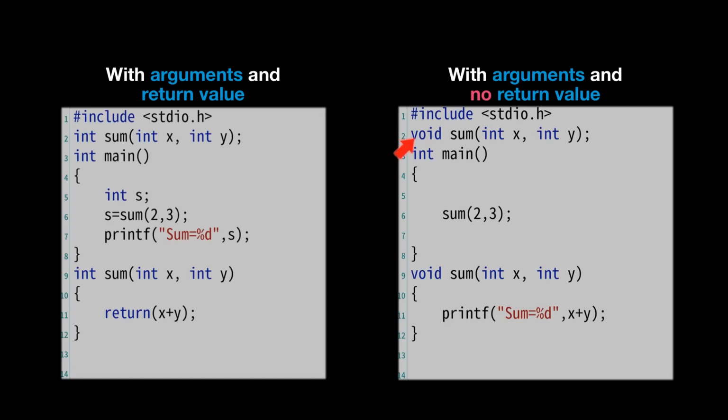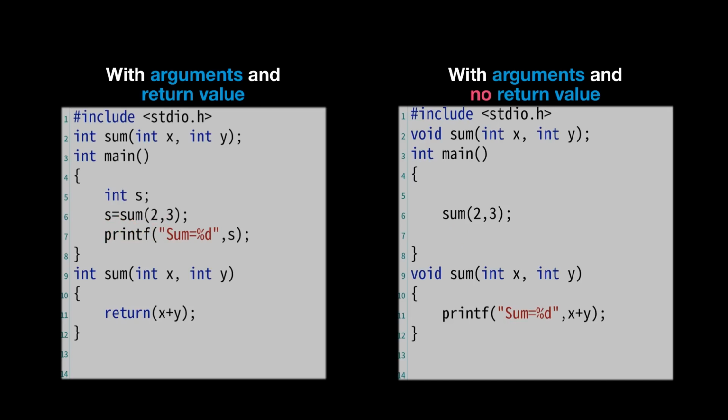Also, the function declaration, the return type should be set as void. If you also compare the function call in both these programs, here you see that since there is nothing to return, you don't require a variable to store the value, just like the first example.